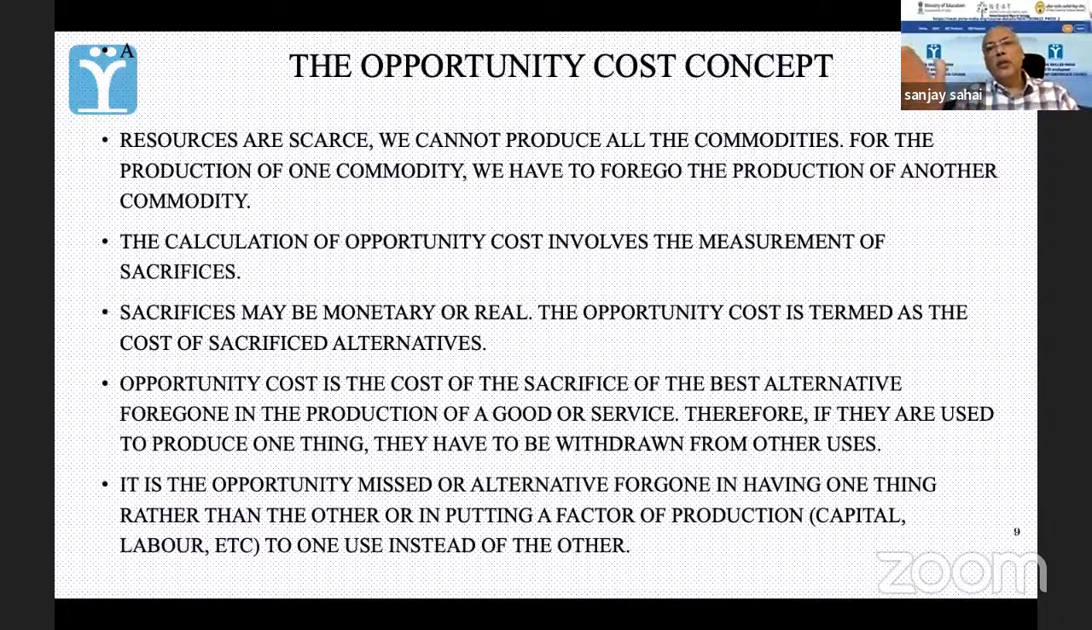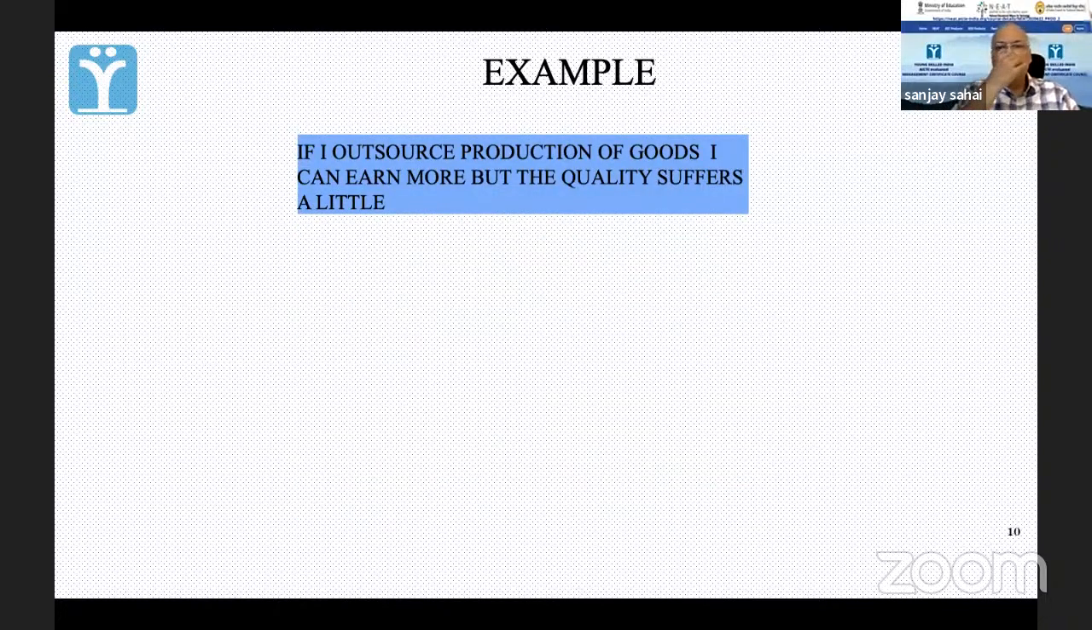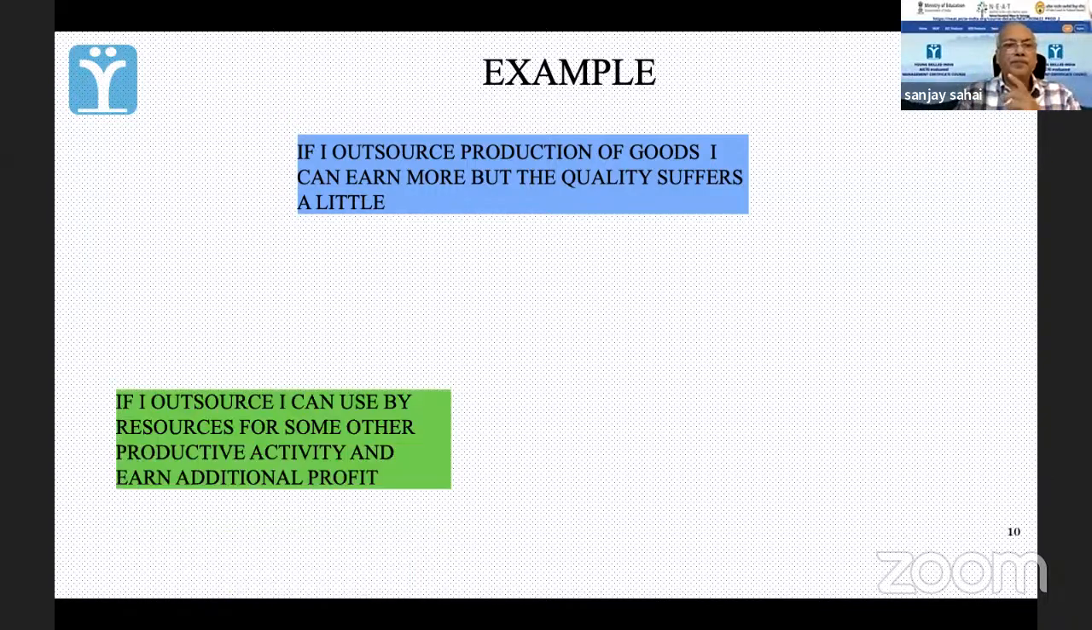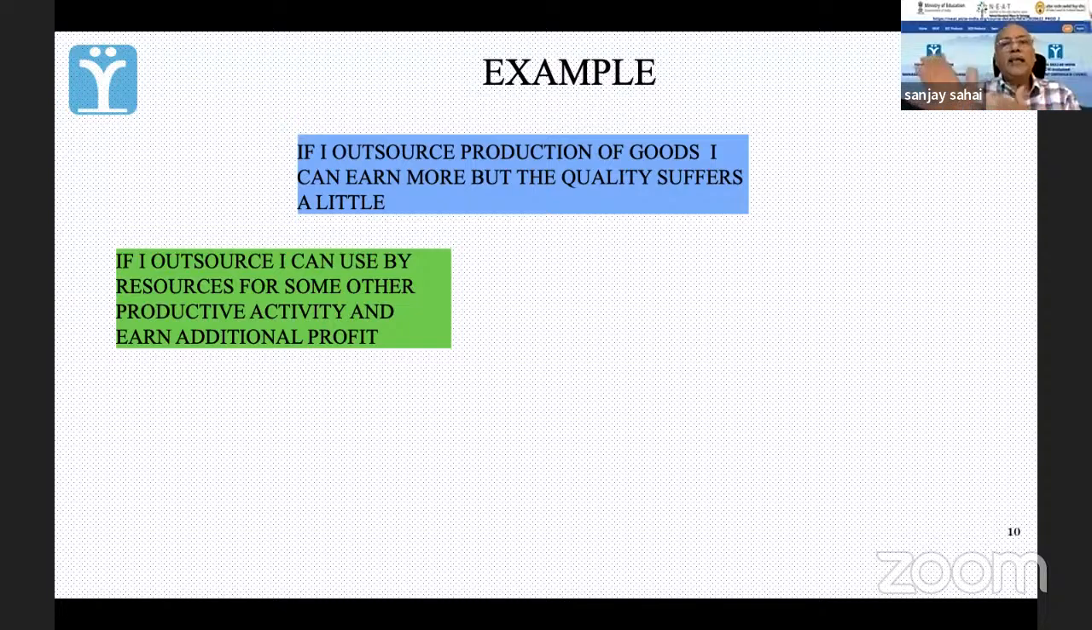You have options. You can use them as suggested by option A, or you can use them in a different format in option B. If you choose A, you sacrifice B. Let's take an example. If I outsource production of goods, I can earn more, but the quality suffers a little. I have two options here. I can either produce the goods, or I can basically buy the goods from a mass producer of goods.